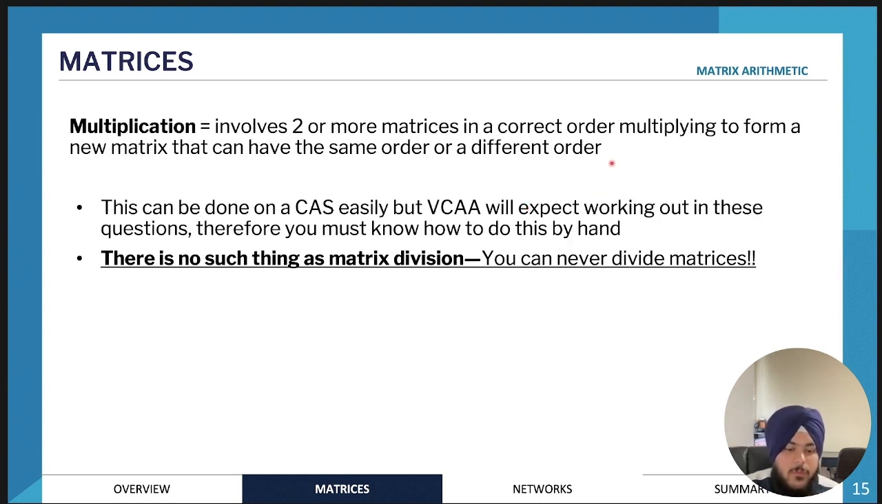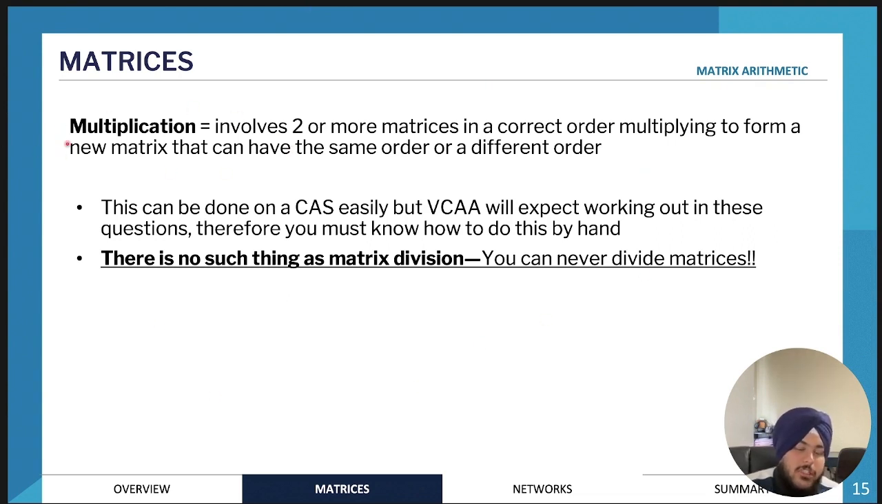Okay, so next we'll move on to matrix multiplication. Matrix multiplication is a little bit different, but it can be done on your CAS, and Rika will usually most of the time not expect you to do it by hand. But it's really important to be able to do it by hand, and I'll show you why that's the case.